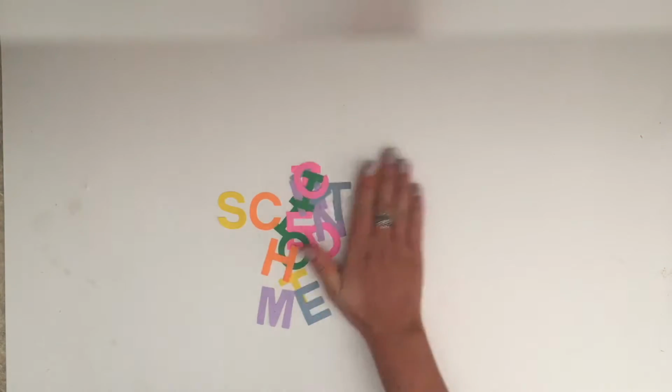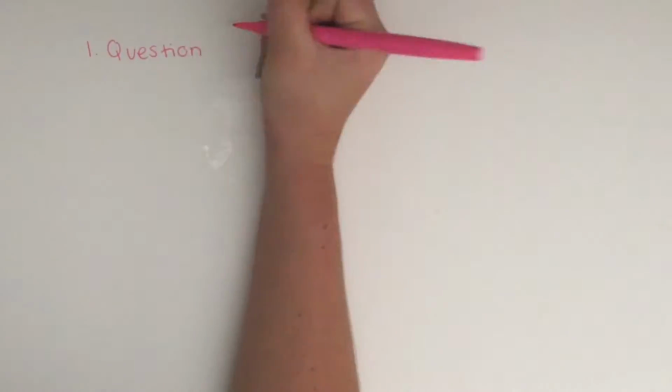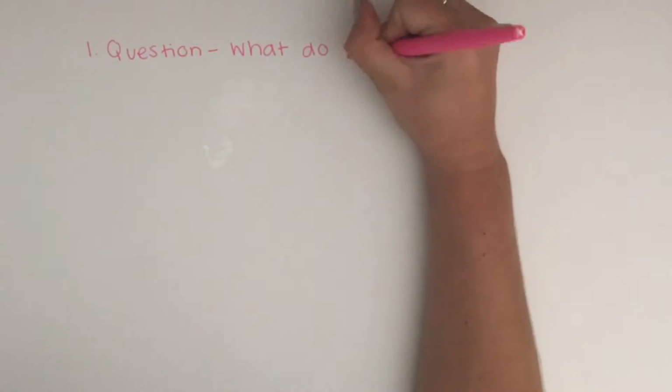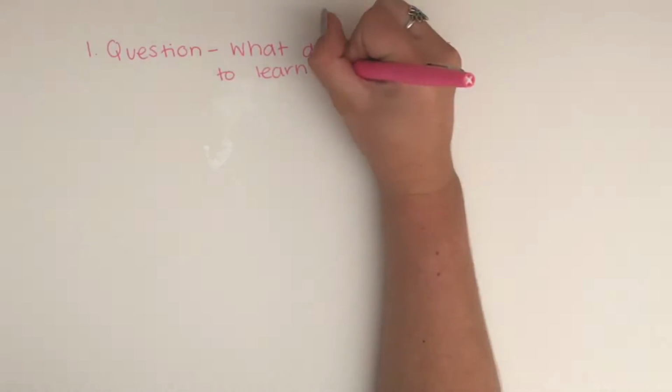Hi class, we'll be learning about the scientific method today. There are 6 steps to the scientific method. The first step is to come up with a question. What do you want to learn?